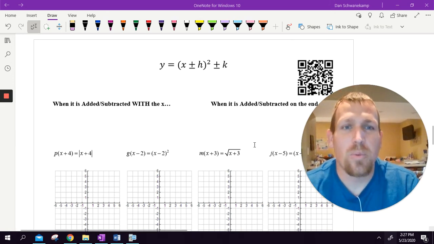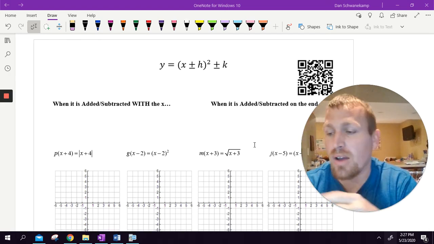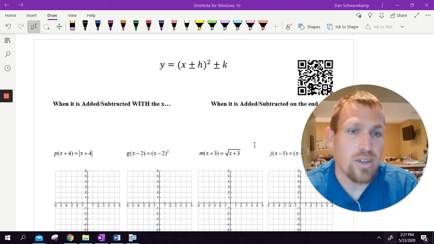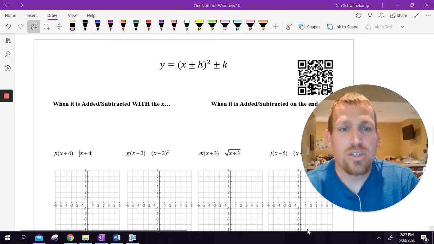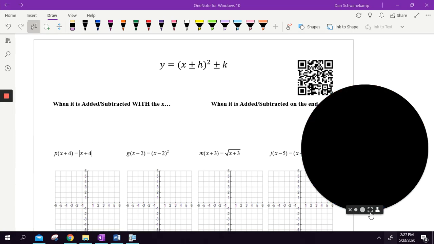All right. So we are dealing with graphs. We are going to move them up and down, left and right, shift them around, and we're going to do this all using shortcuts. Instead of having to do a T-chart every time, which is not always super fun.